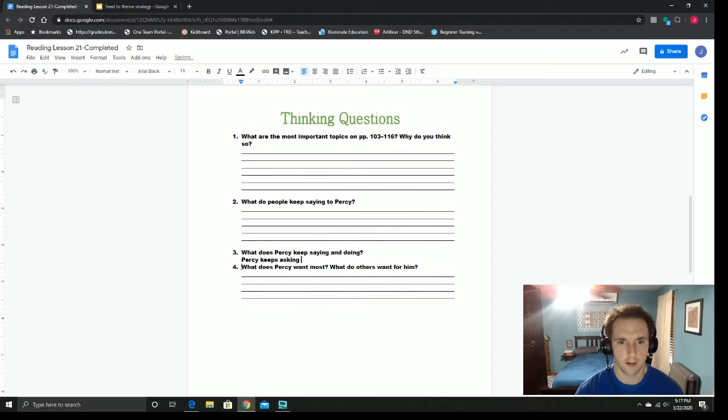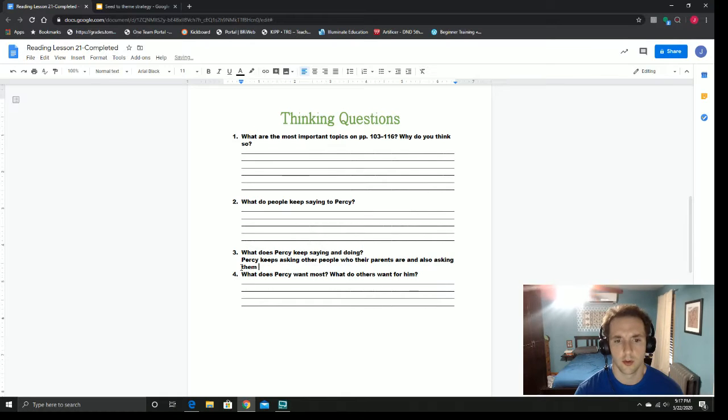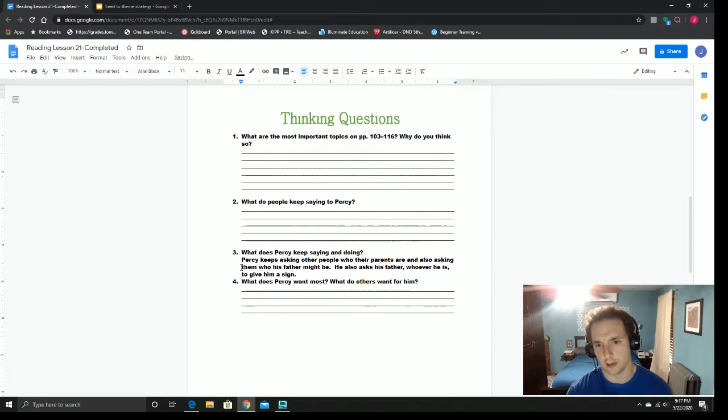Percy keeps asking other people who their parents are, and also asking them who his father might be. He also asks his father, whoever he is, to give him a sign. So he keeps doing that. Keeps asking for a sign, keeps asking who his parents are.